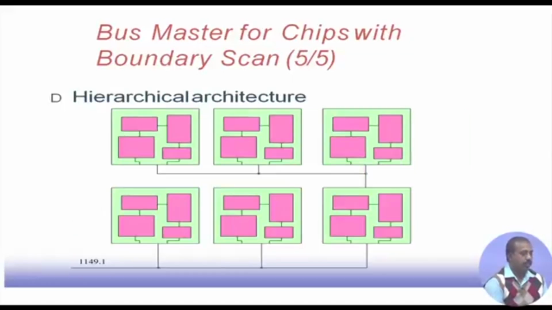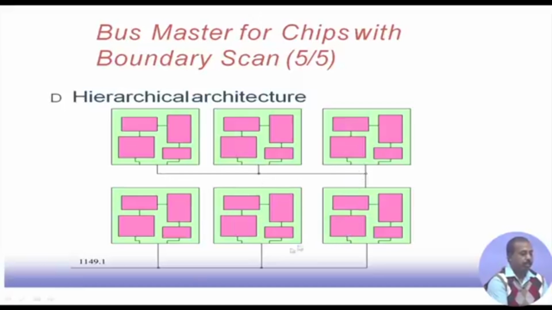Another possibility is a hierarchical organization. So, hierarchical organization, this is 1149.1. All those lines, TDI, TDO, then TMS and TCK, are coming here. They are connected in a multi-drop fashion on this, and this is the first level of hierarchy, whereas the TDO from this chip may be going to the next one, and that is forming the next level of hierarchy.